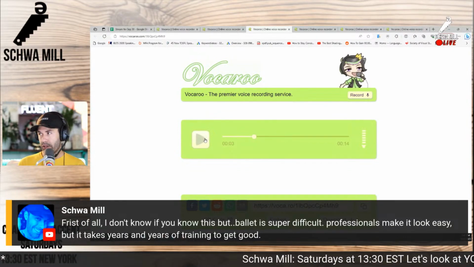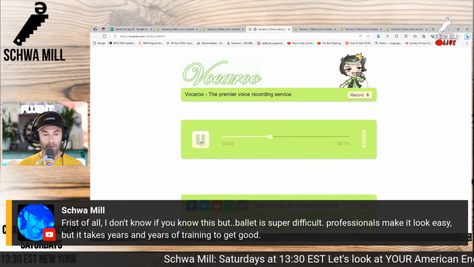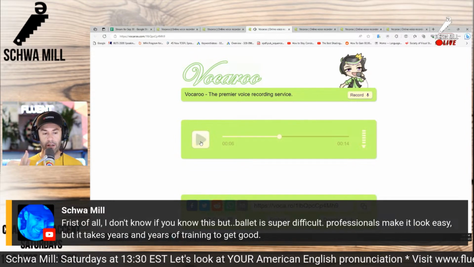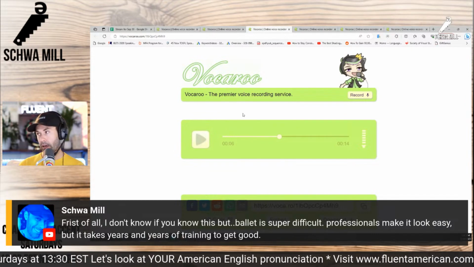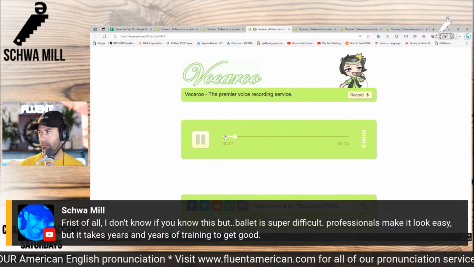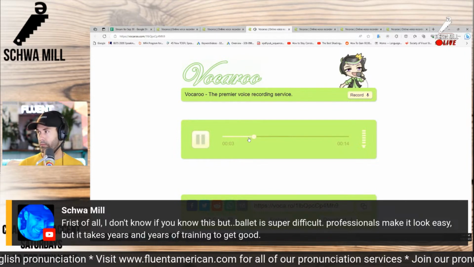Other things that are jumping out. But "belly" is super difficult. Another thing is that with the vowel sounds, we're kind of cutting the breath. I'll give you a quick example. Listen to how you say "ballet."